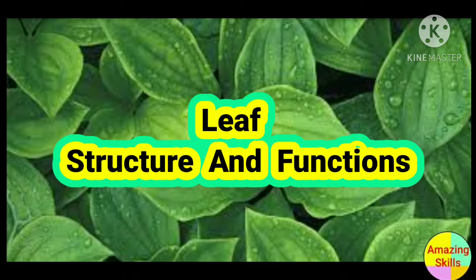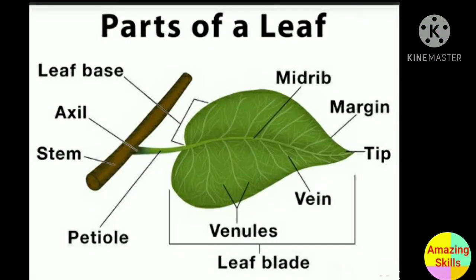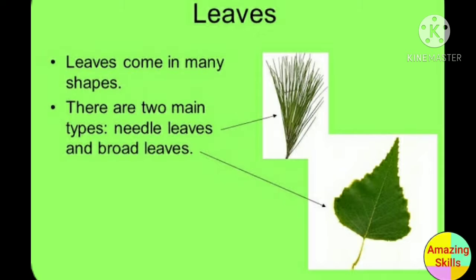First, leaf structure and functions. Children, here you can see parts of a leaf. Stem, axil. From the axil, the leaf is starting. So, leaf base, venules, and veins together form the leaf blade. Next, in the middle, midrib, margin and tip. Children, the petiole is in between the leaf and the stem. Do you observe it?